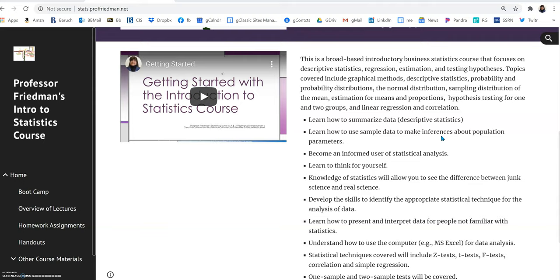Let me tell you about the objectives of this course, things that you're going to be learning. You can see it on our screen here. First, you'll learn how to summarize data. We call that descriptive statistics. You'll learn about inferential statistics. Hopefully, by the time you finish this course, you'll know the difference between junk science and real science. You'll also learn how to use Excel. We have quite a few handouts on Excel for data analysis. So you'll be comfortable with Excel by the time you finish this course.